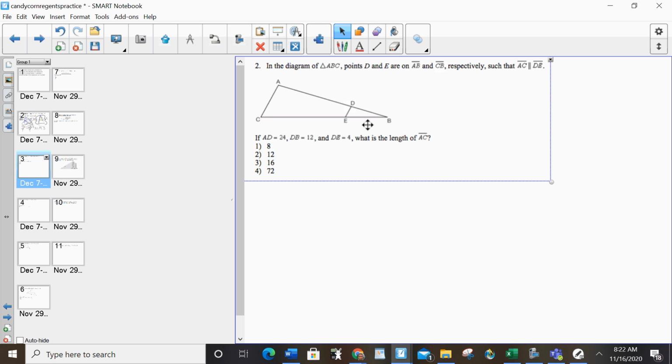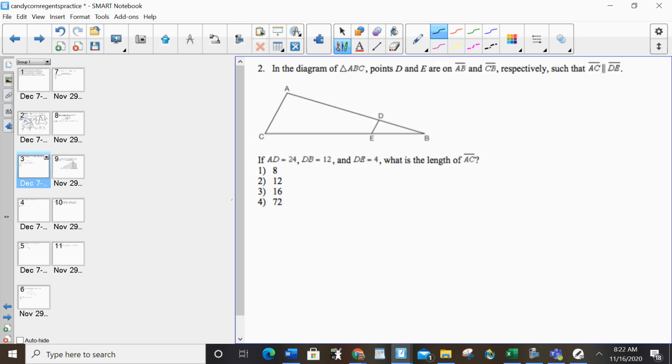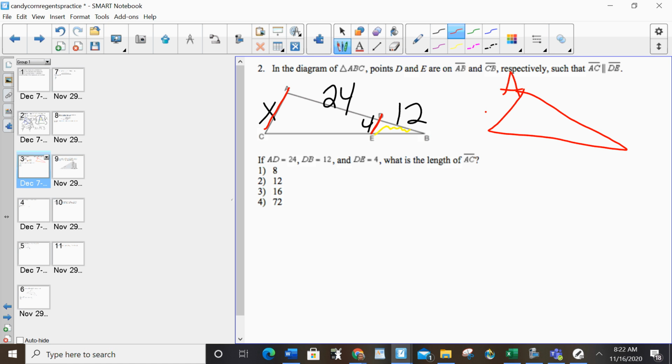Number 2, AD is 24, DB is 12, DE is 4. It's asking for AC. I see my candy corn. Candy corn, bases separate. Are my bases involved? Yes, they're labeled with a 4 and an X, so I'm going to separate my triangles. My big triangle, ACB, and my small triangle, DEB.